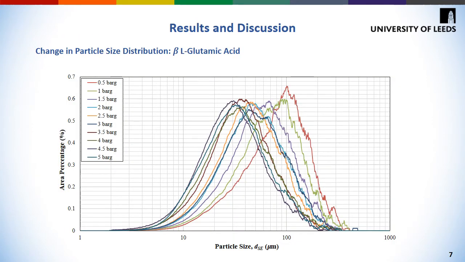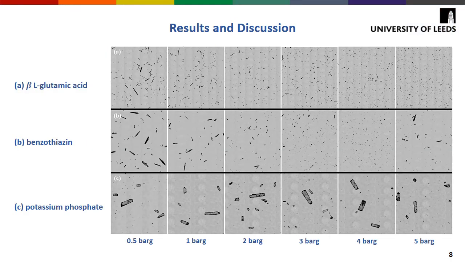Here's an example of the distribution curves. As you can see, the curves shift to the left with increase in dispersion pressure, which indicates an increase in the amount of produced debris. This is also evident in the images taken from the particles lying on the glass slide.